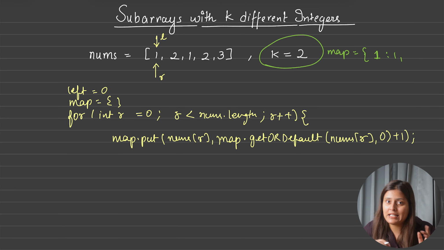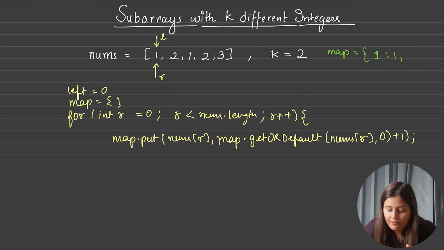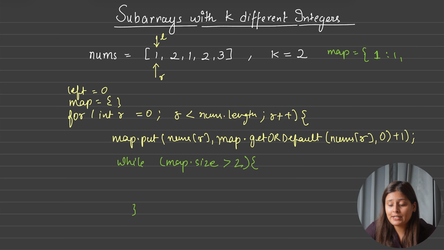Okay, so until it is less than or equal to k, we keep on counting that. So here also we have to do: while map.size is greater than 2, then we will do something, and that will be the shrinking phase. Otherwise, what is our task? Otherwise, if this while loop has not passed, it means we have less than or equal to k, and that I will consider as my valid subarray.